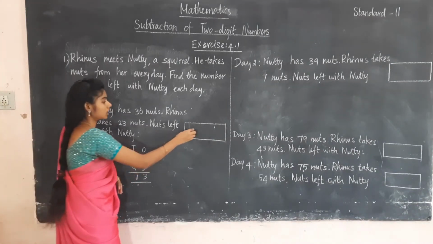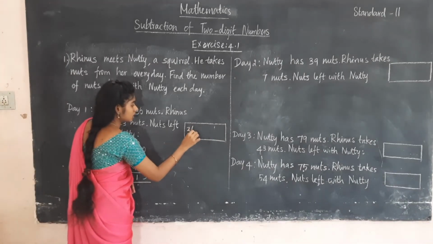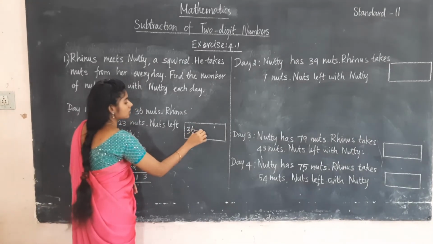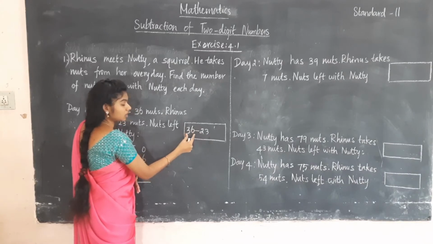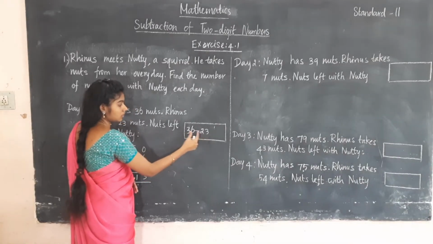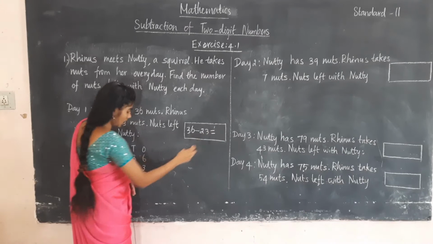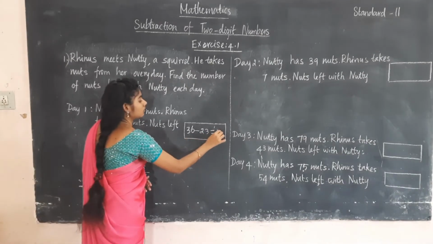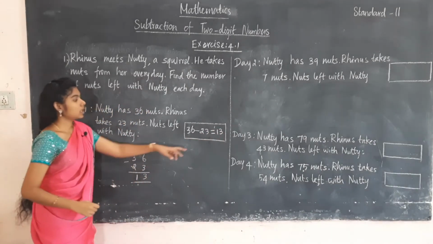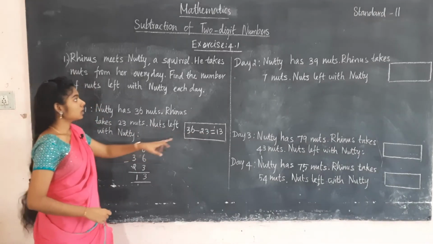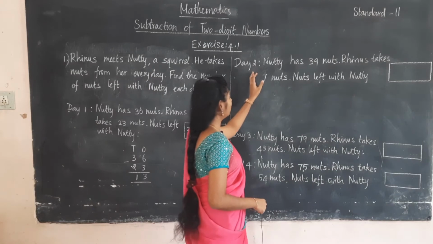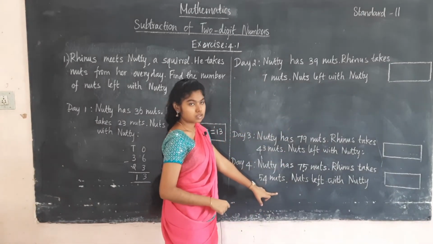So write that number given in the box. That is 36 minus 23. We have subtracted 23 from the number 36. So write the answer as 13. That we found. So how many of them are remaining there? 13. That is, nuts left with Nutty. So the next, the second day, I am going to do for you, and the remaining ones you are going to do as your homework sums.